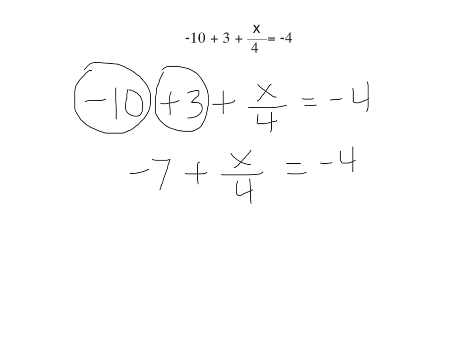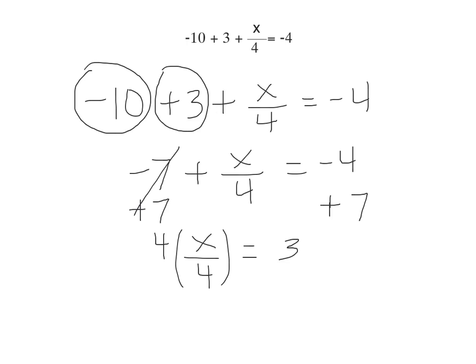So my first step is to add or subtract the constant. I have a negative 7, so the inverse operation is to add the 7 to both sides. This cancels out. X divided by 4 equals positive 3. Since x is divided by 4, I'm going to multiply 4 to both sides. That cancels out. I'm left with x equals 12.